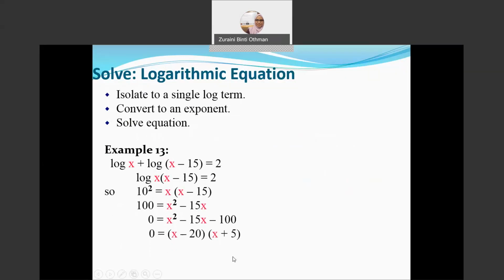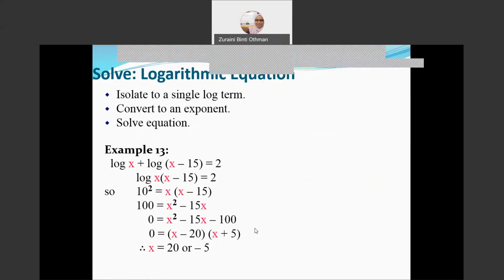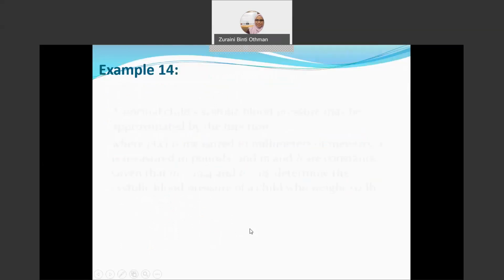selesaikan, dia akan faktorkan kat sini. Sebab persamaan kuadratik kan. So dia sama dengan 20 dan ataupun 5. Okay, this is the application of logarithmic.